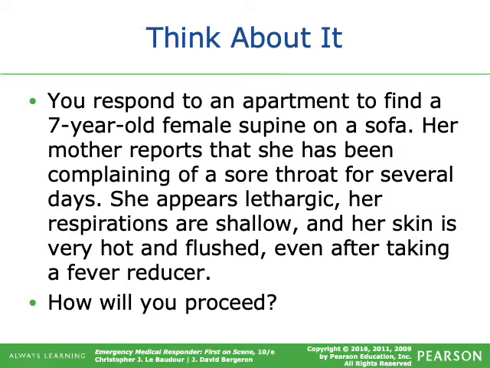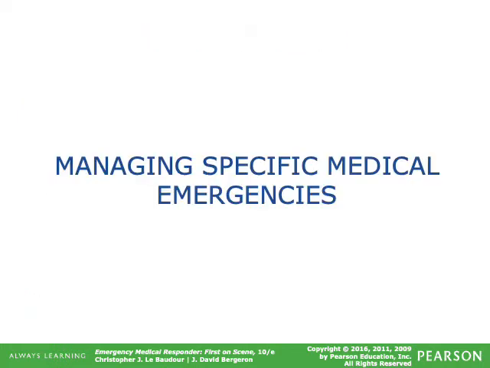You're going to assess her airway, breathing, circulation. As long as her airway, breathing, and circulation are intact, you can proceed with your assessment. You're just going to treat the patient according to what you find. If you do find that her respirations are in fact shallow and she's not breathing adequately, of course you're going to apply a bag valve mask with supplemental oxygen to the patient to assist ventilation.